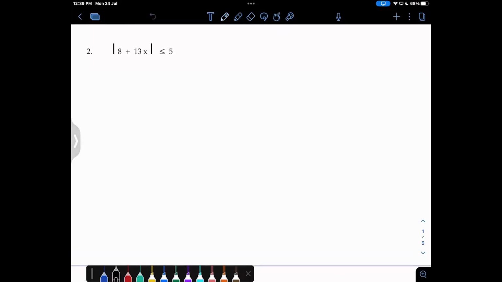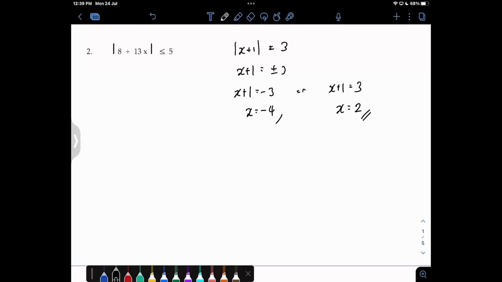Modulus. I think I've taught you before how to solve a modulus equation. For example, if it's equal to 3 like this, change into plus minus, right? x plus 1 equals plus minus 3. So x plus 1 equals negative 3, or x plus 1 equals positive 3. Bring over, you get minus 4. Bring over, you get positive 2.